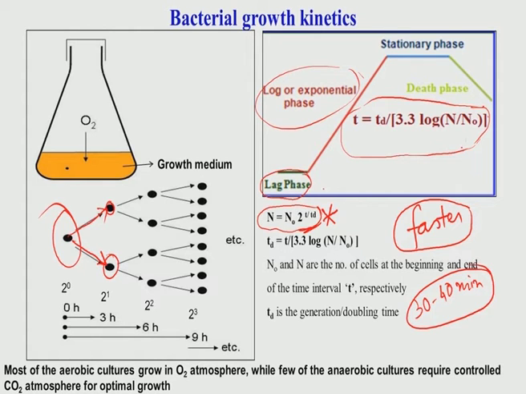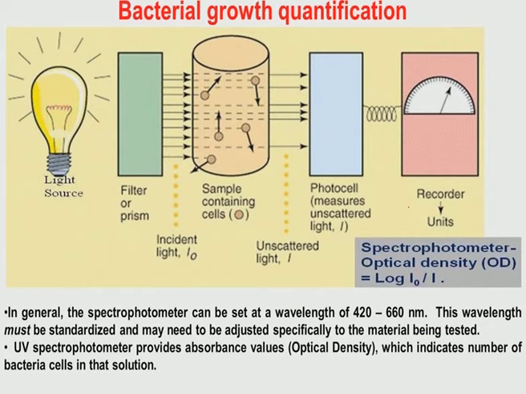Now, after this log or exponential phase, bacteria reach the steady state phase, that is the stationary growth phase, and if you grow them longer, they enter the death phase. This qualitative description of bacterial growth kinetics is to some extent a little different from the way eukaryotic cells grow in culture.